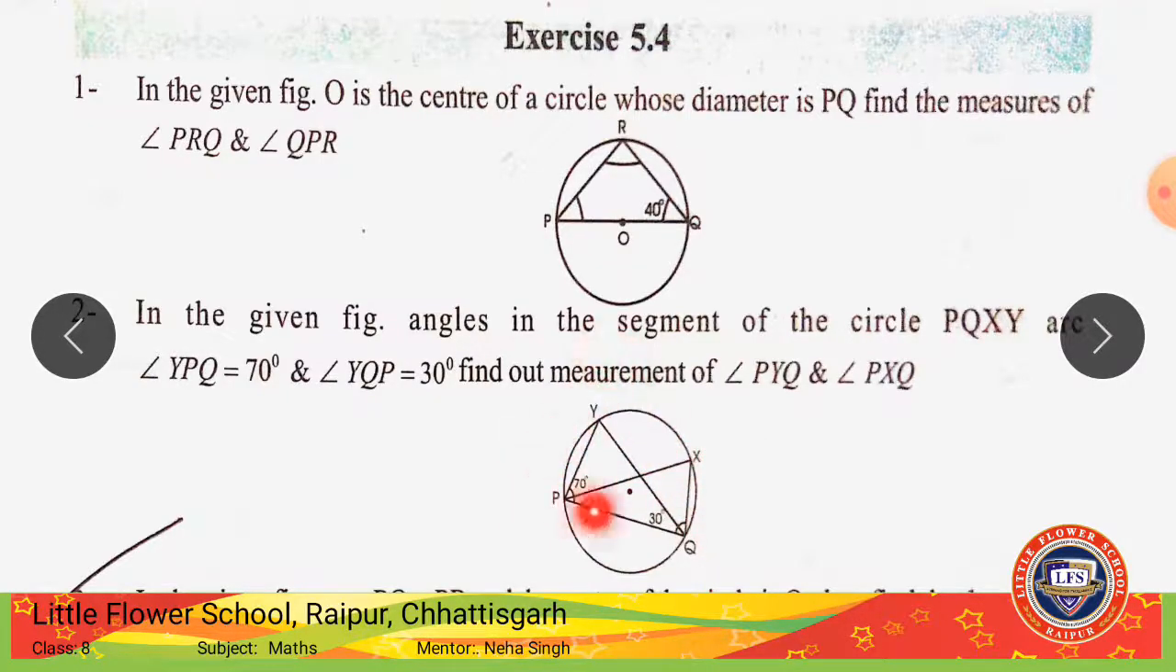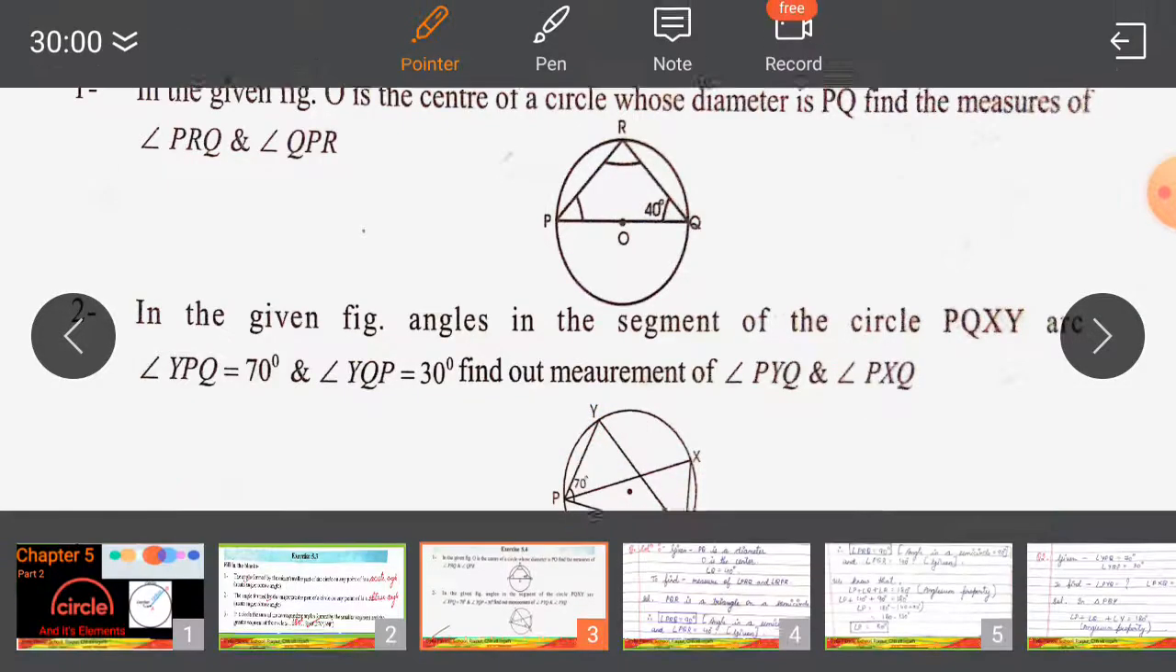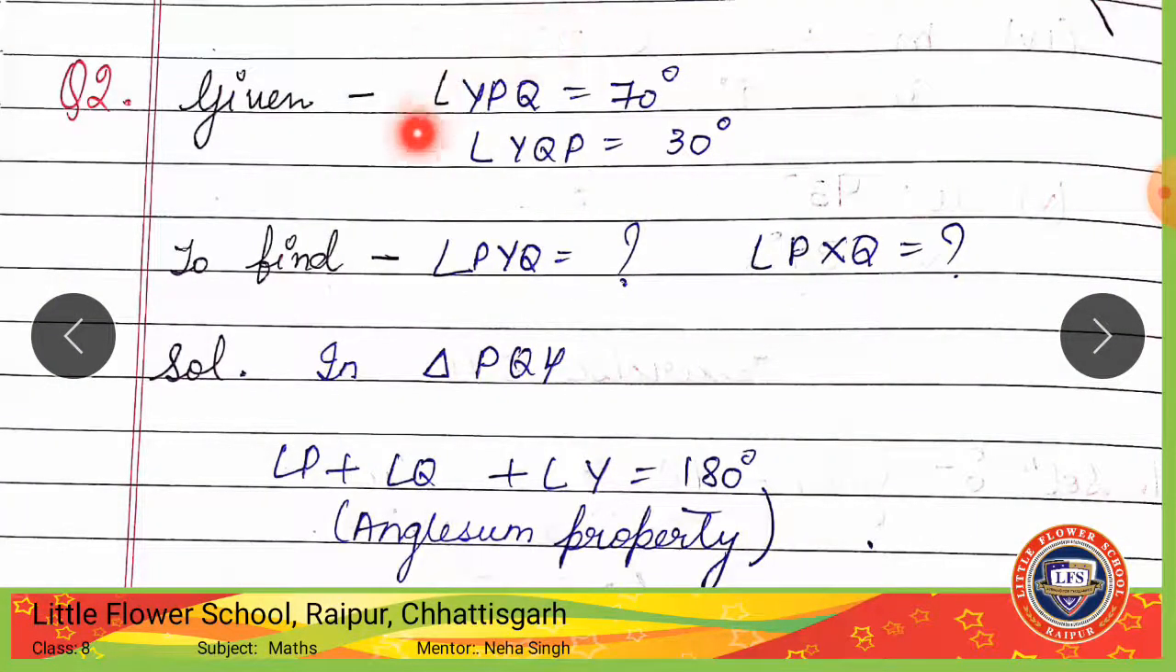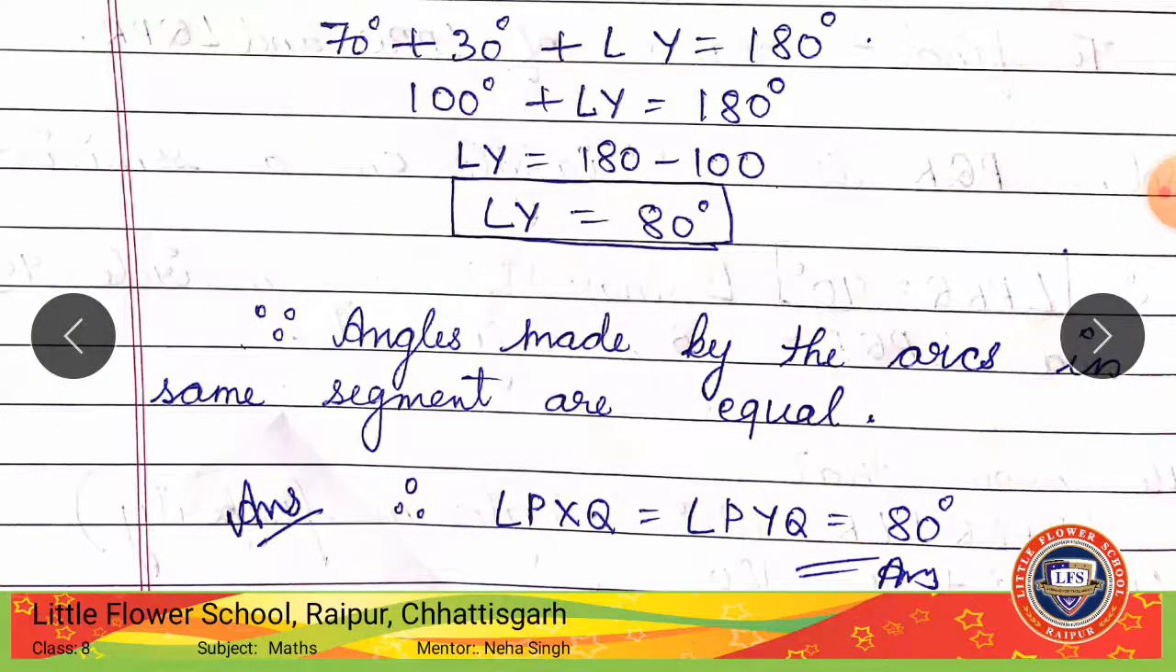Now coming to this triangle, P value is given, Q value is given. Can we find the value of Y? Yes, we can. Given two angles, whatever is given we are going to write. Then in triangle PQY, P plus Q plus Y will be 180 degree. Applying the angle sum property, we know the value of P and Q, so we can find the value of Y. So Y is 80 degree.